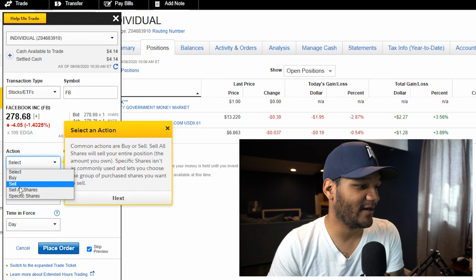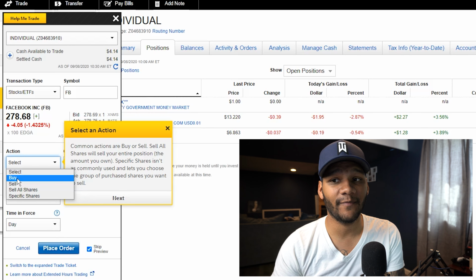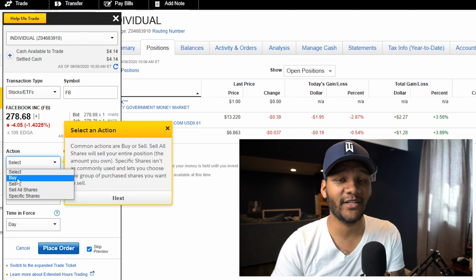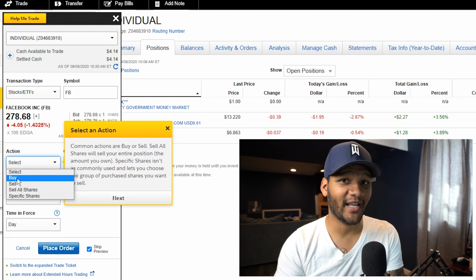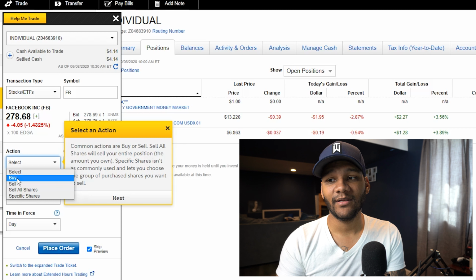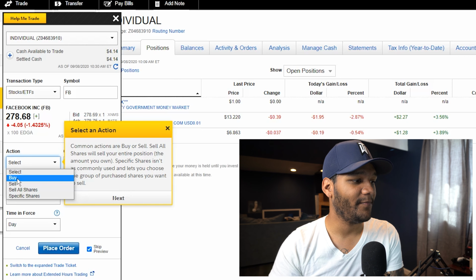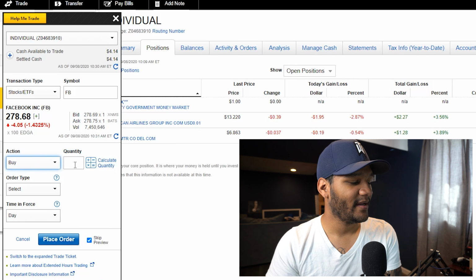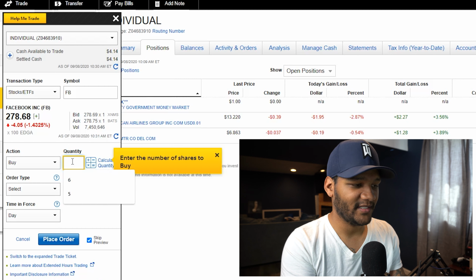So whether you want to buy, sell all shares, or specific shares, really you want to stick to buying and selling. Anything that's too complex, especially when you're getting started, is not something you want to get into. I wouldn't recommend going into options at all. I would recommend just staying with buying and selling. Now, you can venture into short selling, but that takes a little bit of skill. Some people are scared to do it because there's a lot of risk there. But buying and selling, let's say we want to buy, and then we're going to get our quantity. It's going to tell us what quantity we want, and I'm going to select 6.